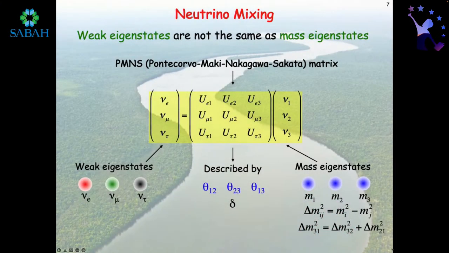Yes, I see. So you can see that in order for us to have neutrino oscillation, only one of the masses can be zero. The others don't have to be. At least one of them should have mass. Otherwise, we cannot have neutrino oscillation. Okay, I see. Thank you, Professor.